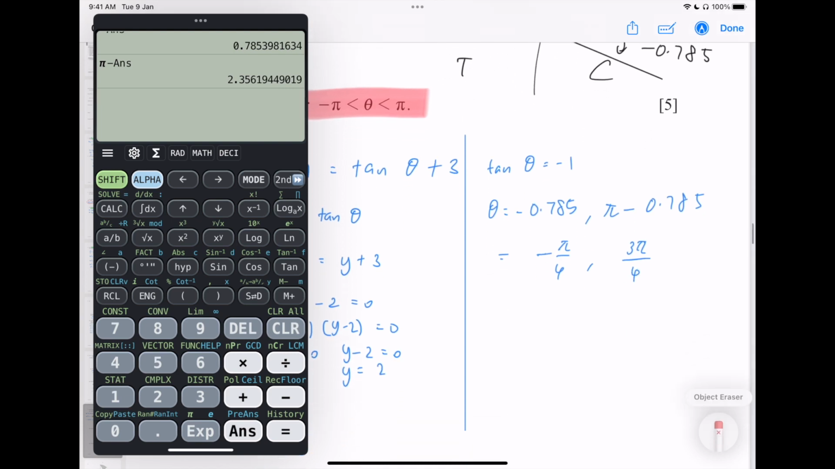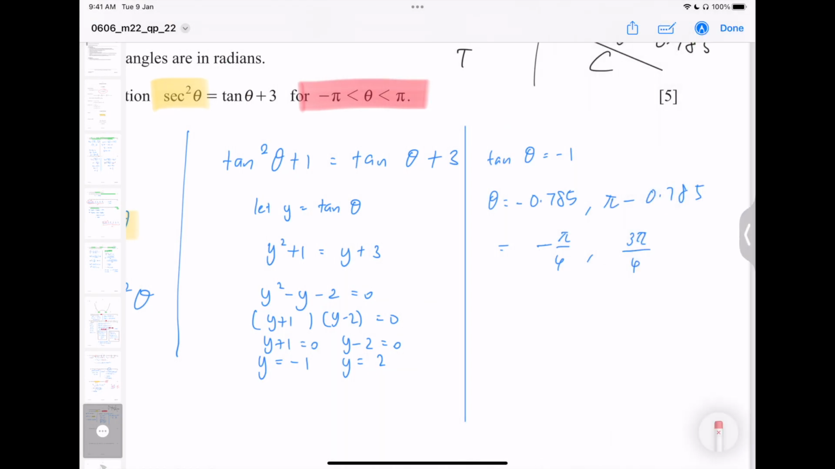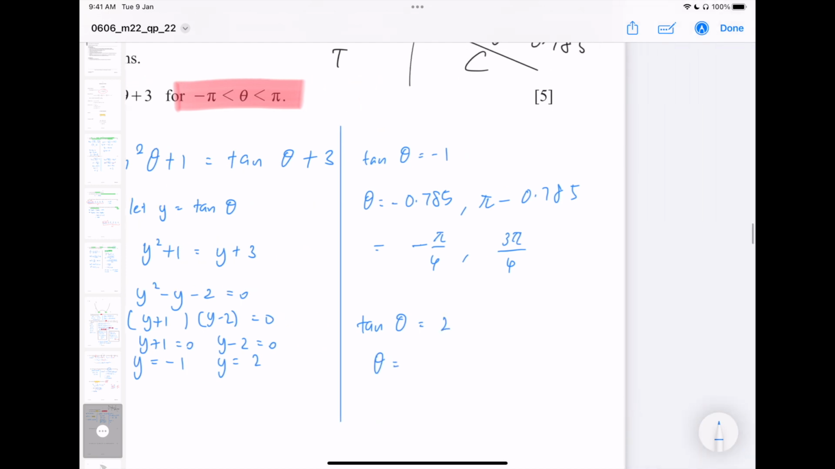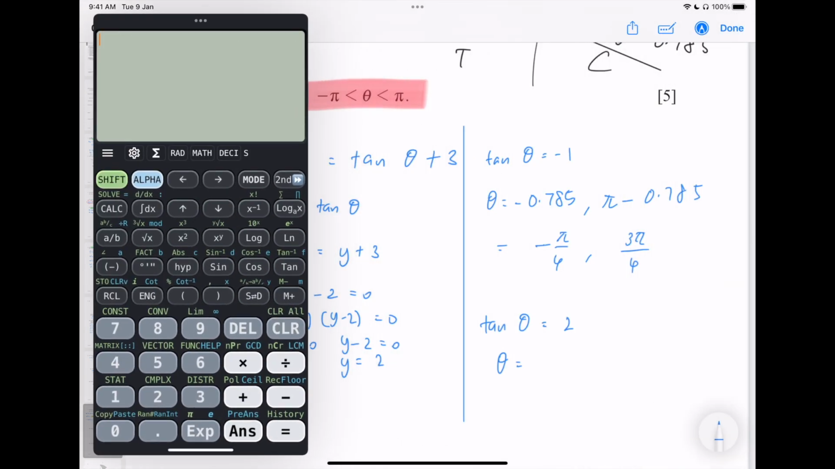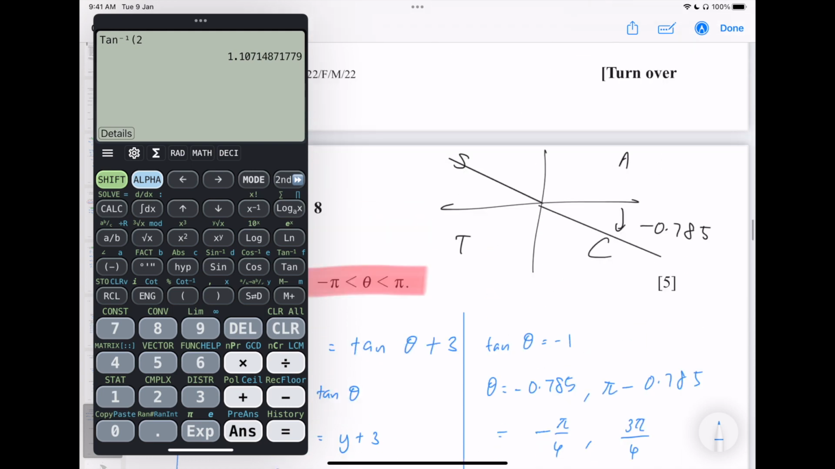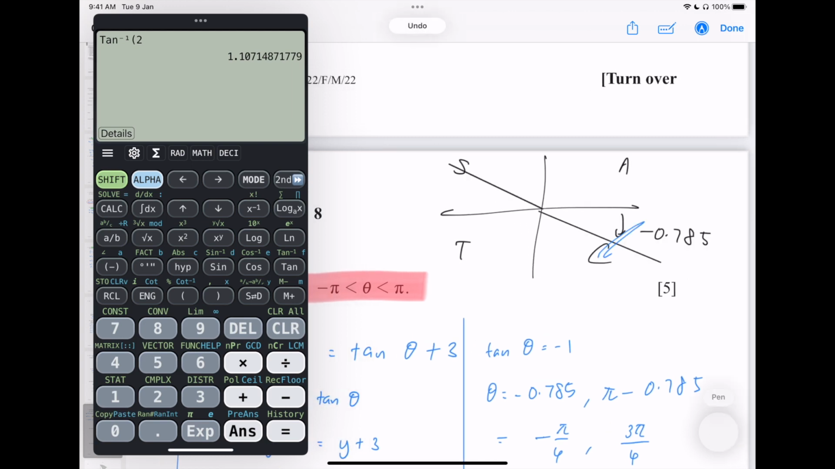Let's get the other two answers. Tangent theta equals 2. So theta equals inverse tangent of 2. You're gonna get 1.11. What is the other answer? Well, 1.11, positive tangent. Let's just draw where that is here. 1.11, that's up here. You want to get the other tangent's answer, which is down here.